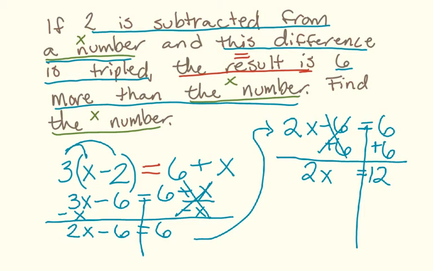Now the only thing I have left to get rid of to get x by itself is this 2. Right now we're doing 2 times x, so the inverse, the opposite, would be to divide by 2. If I divide by 2 on the left, I need to divide by 2 on the right. On the left, the 2's cancel. On the right, I get 12 divided by 2 is 6.